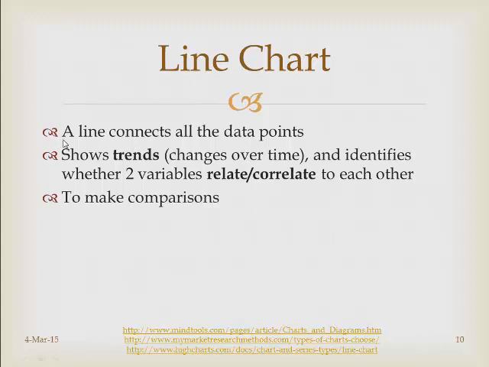Basically, a line chart is where a line connects all your data points. So you have these different data points, a line connects through all of them. Okay, so it is very suitable to show trends or changes over time. So you have the changes over time, and you can see it go up and down. It shows the trend. And it also identifies whether two variables, the x and the y, are related or correlate to each other, and also to make comparisons. So that's when you use a line chart.